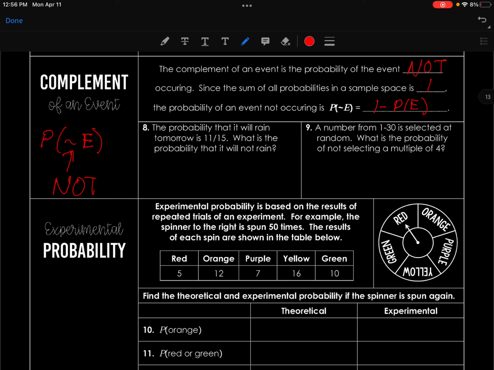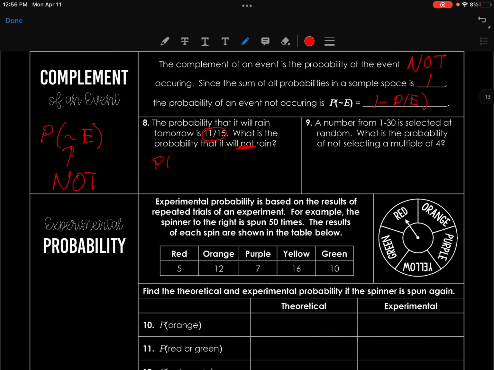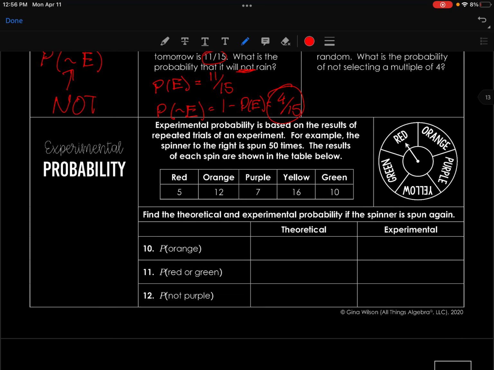The probability that it will rain tomorrow is 11 out of 15. What is the probability that it will not rain? Well, the probability of the event happening is 11 over 15. So the probability of the event not occurring is 1 minus the probability of the event occurring, which is equal to 4 out of 15, and we are done. Easy peasy lemon squeezy.